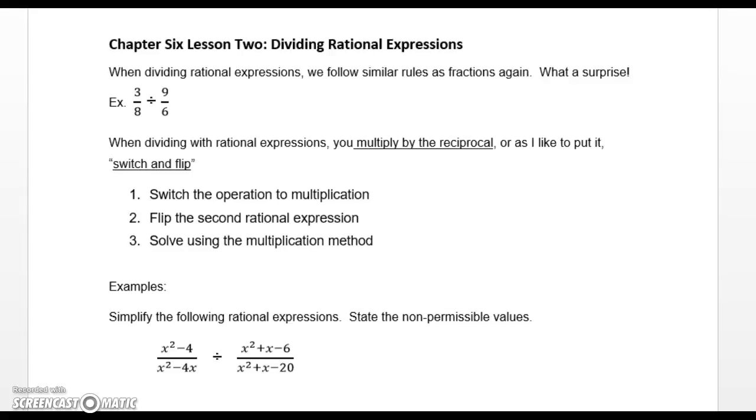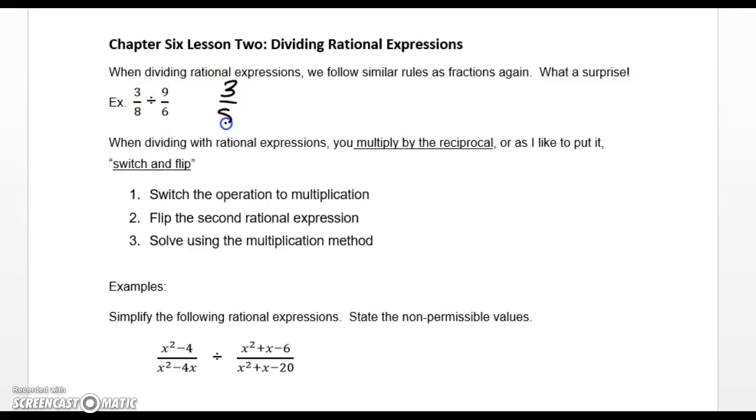In this video, we're going to look at Lesson 2 from Chapter 6, which is looking at dividing rational expressions. So when you're dividing rational expressions, we're going to follow similar rules, once again, that we would for a regular fraction. So, very shocking. So, say, for example, we were to look at 3 over 8 divided by 9 over 6. So what we would do is we would first flip our second fraction and change the operation to multiplication.